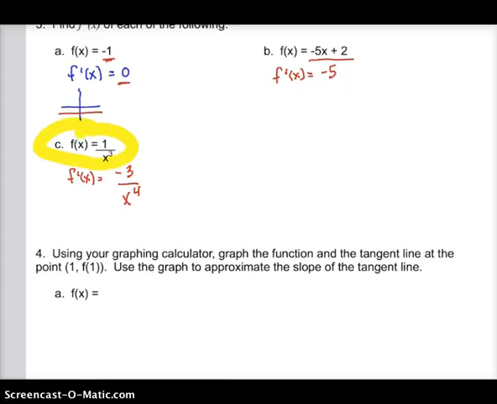Lastly, example 4. You've got a couple of problems on your homework that tell you to use your graphing calculator to graph the function and the tangent line. So make sure that you find the equation of the tangent line, and then you will graph both the function and the tangent line on your calculator through the given point. And you'll use that to confirm that you do have the correct slope. If you need help with that, I'll be happy to go over it with you in class the next time we meet. Thanks so much.